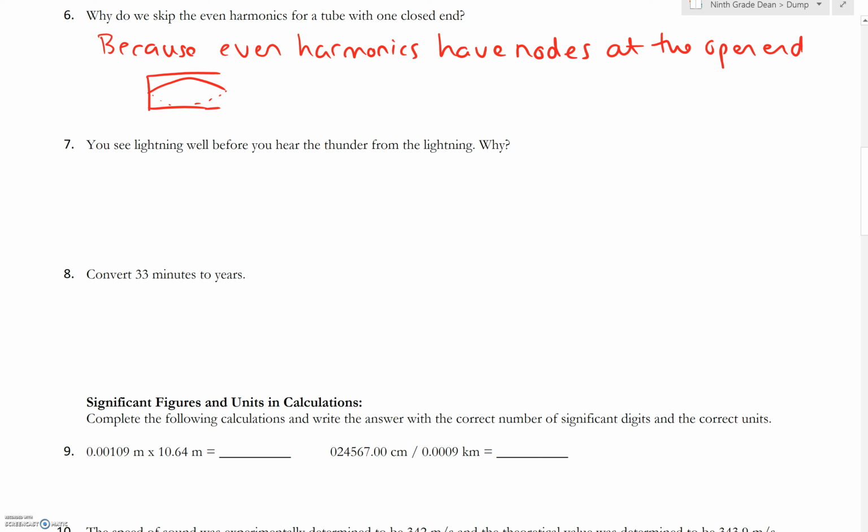Okay, so you see lightning well before you hear the thunder from lightning. Why? Almost everybody got this right, and that's just because light travels faster than sound. Right? That makes sense.